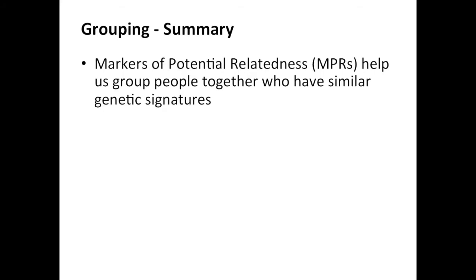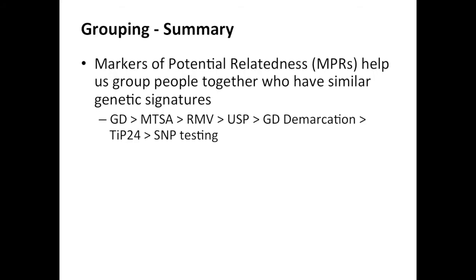And I would use genetic distance first, then I would jump to the matches terminal SNP analysis, then I would try rare marker values and unique STR patterns. There's a few other ones that are of less importance. And finally, SNP testing, because most people don't want to pay for it. But if you get somebody who says, oh yeah, I'll do SNP testing, then just go straight for that.